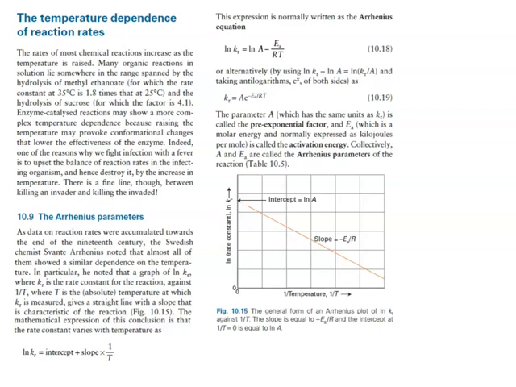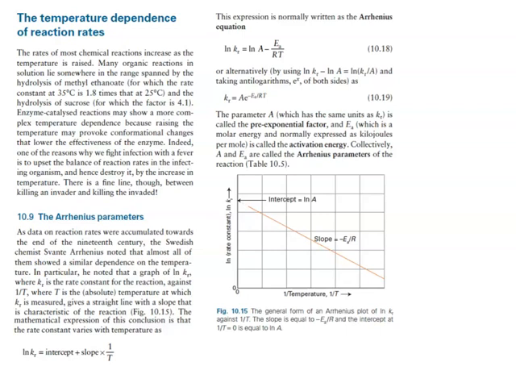Indeed, one of the reasons why we fight infection with a fever is to upset the balance of reaction rates in the infected organism and hence destroy it by the increase in temperature. There's a fine line, though, between killing the invader and killing the invaded, or us. So let's start out discussing the Arrhenius parameters.